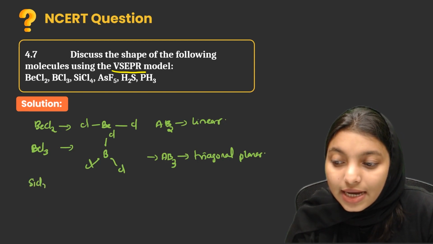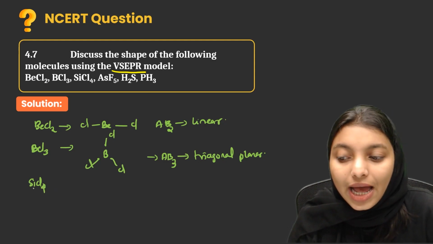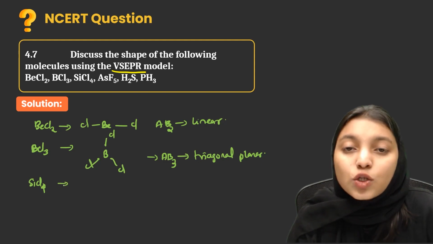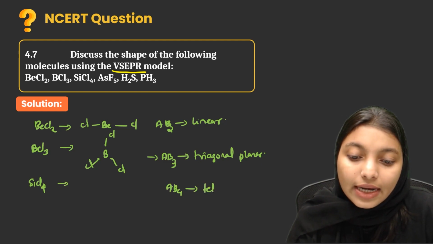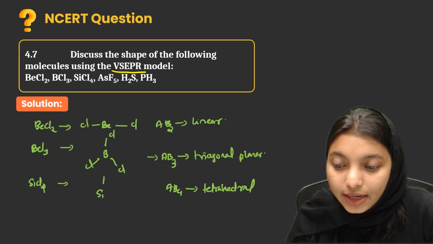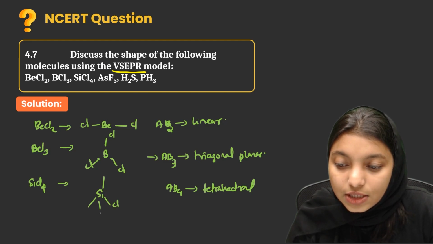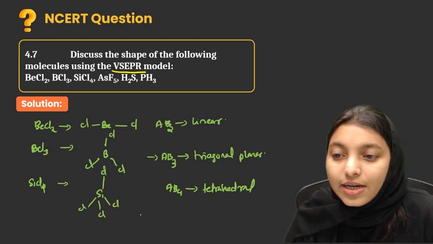Then we have SiCl4, where silicon is having 4 electrons in its outermost shell and 4 bonds are made here. So we can say it is of type AB4 and it must be tetrahedral in geometry. So the structure will be like this: Cl, Cl, Cl and Cl here. So that is tetrahedral.